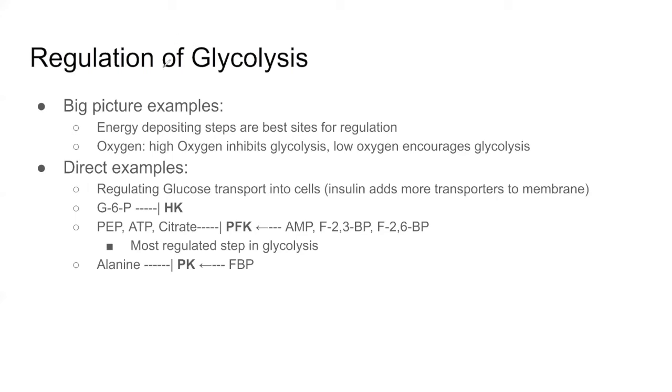Also, thing to note is high oxygen inhibits glycolysis, whereas low oxygen encourages glycolysis. Because glycolysis is an anaerobic step, it makes sense to happen in low oxygen. But when there's high oxygen, we actually don't need glycolysis as much because we get a lot of energy from the other pathways we're going to learn in the future.